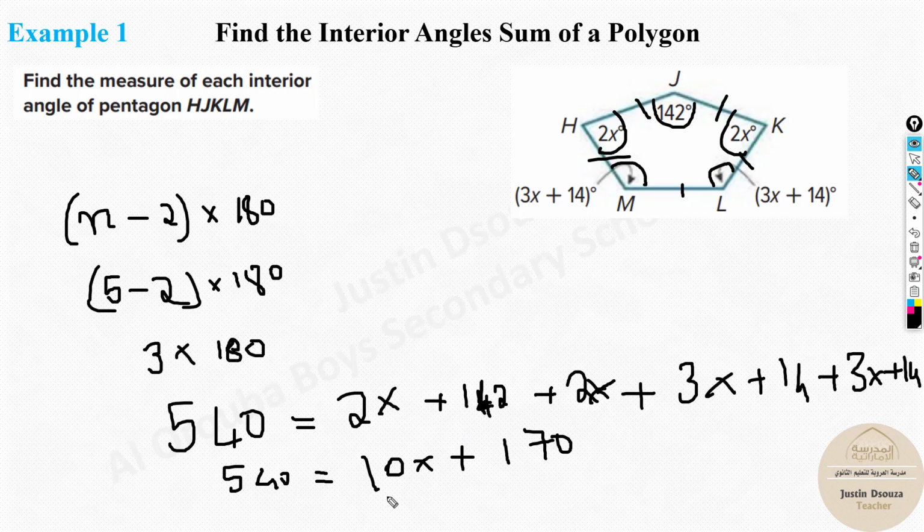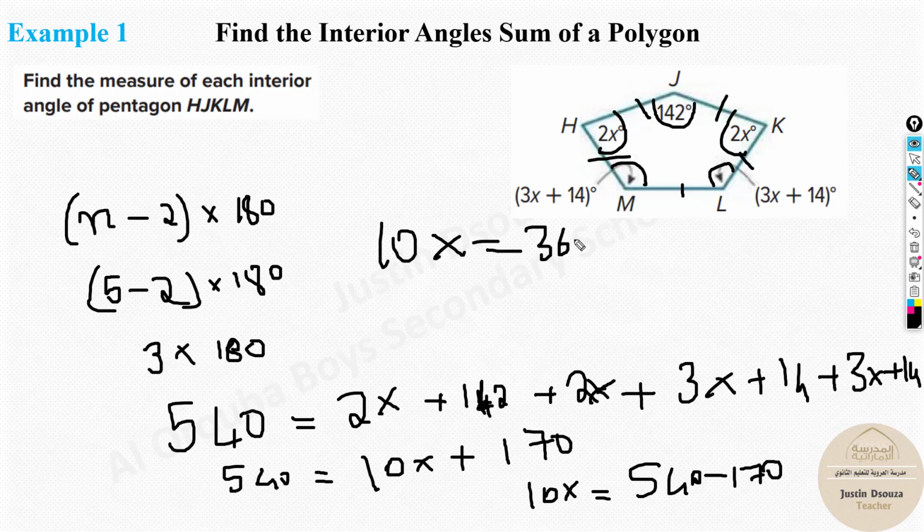So let me just do it. Let me keep this 10x at one side only. I'm writing this side first, and this goes to the other side. That would mean 540 minus 170. And it's 54 minus 17. So you will be having 34 plus 3, 36. It'll be 10x would be 360, and divide this by 10, you will get x equals 36 degrees. So now x is 36.